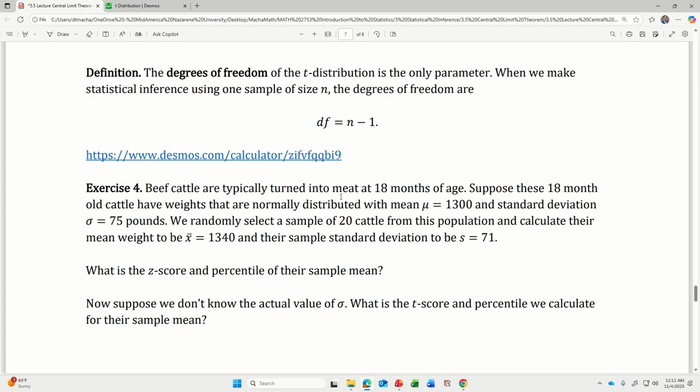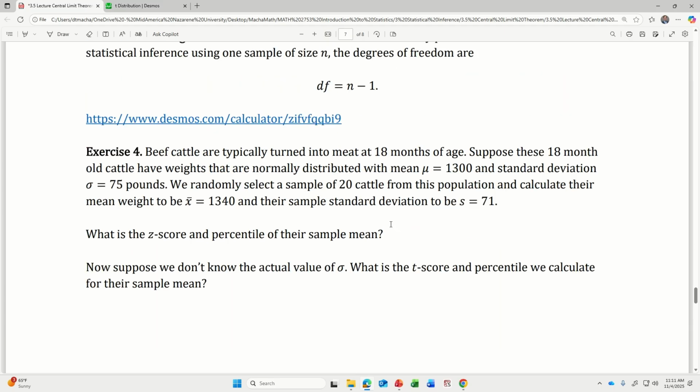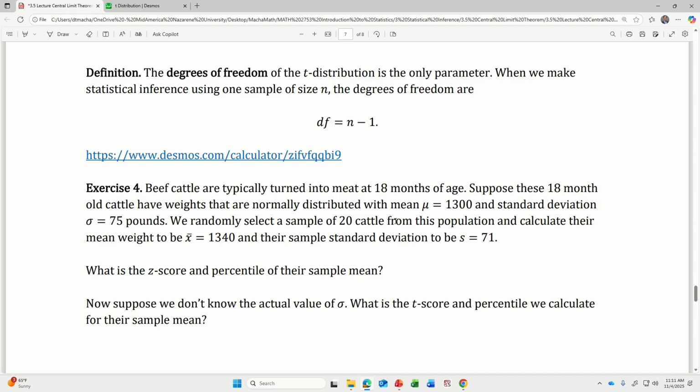So let me show you a question I could ask you about the t-distribution. It says beef cattle are typically turned into meat at 18 months of age. Suppose that these 18-month-old cattle have weights that are normally distributed with a mean of 1,300 pounds and a standard deviation of 75 pounds. We randomly select a sample of 20 cattle from this population and calculate their mean weight to be 1,340 and their sample standard deviation to be 71. What is the z-score and percentile of their sample mean?